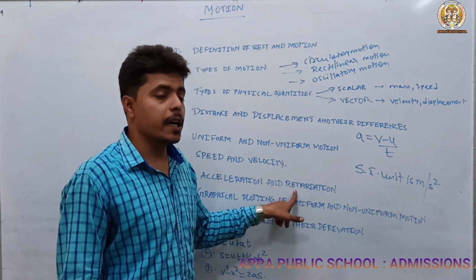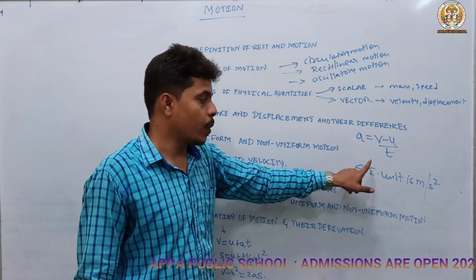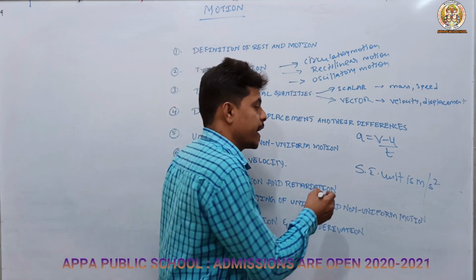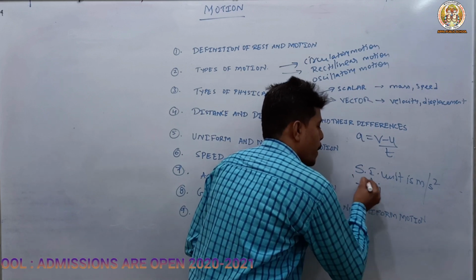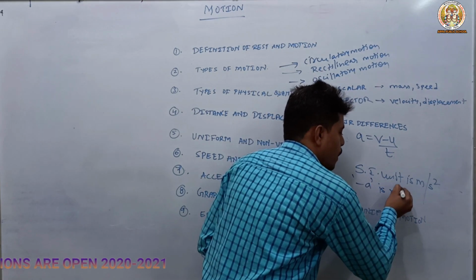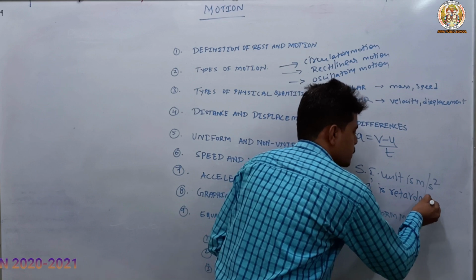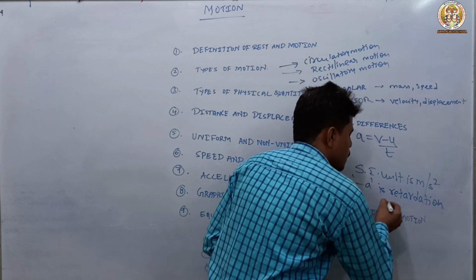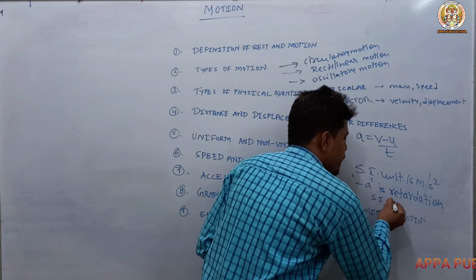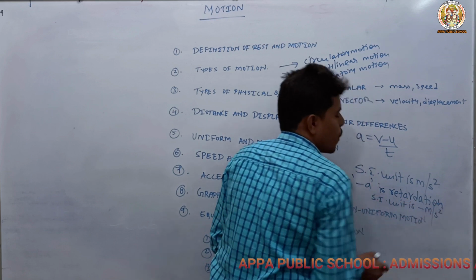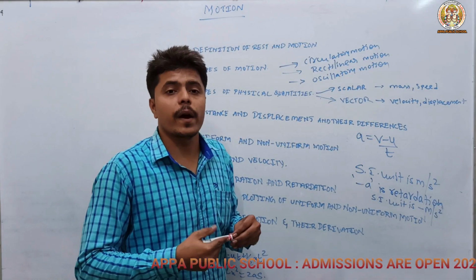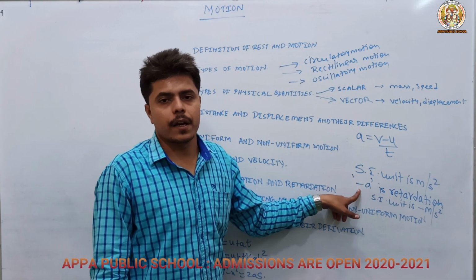What do you mean by retardation? The negative acceleration we call retardation. The SI unit is minus meter per second square. Minus meter per second square is the SI unit for retardation.